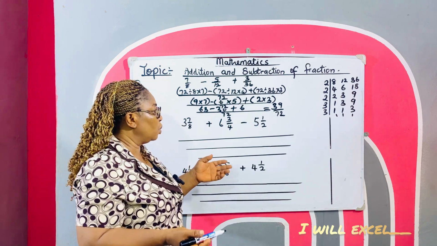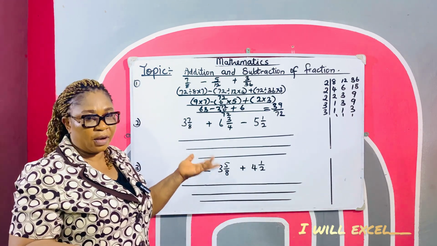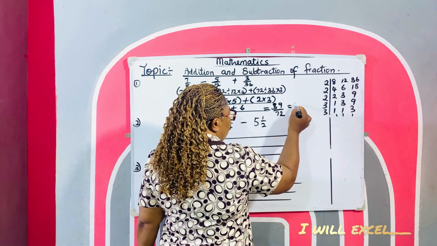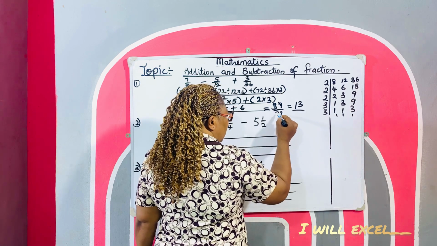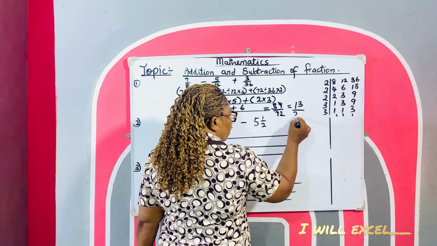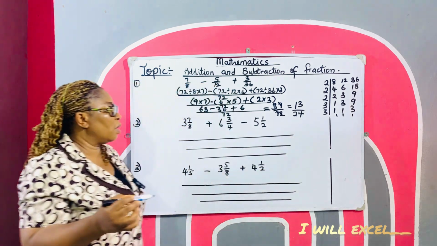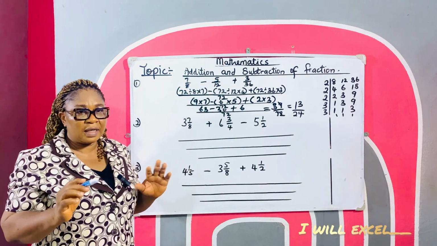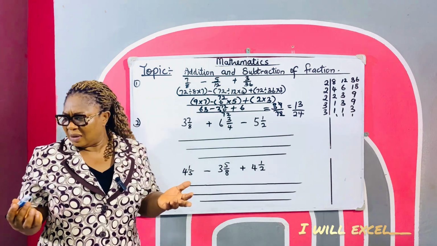So what will go? 3. 2 cannot go. 3 can go. So 3 divide this will give me 1. 3 divide this will give me 3. 3 divide this will give me 2. 3 dividing this will give me 4. That's why we got 13 over 24. And that's the answer you see in the option. You cannot see 39 over 72.